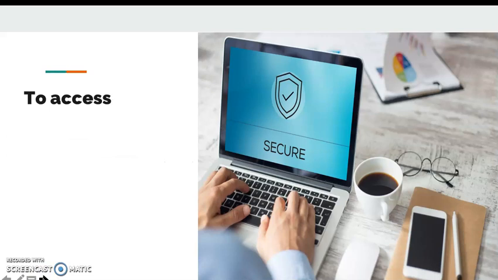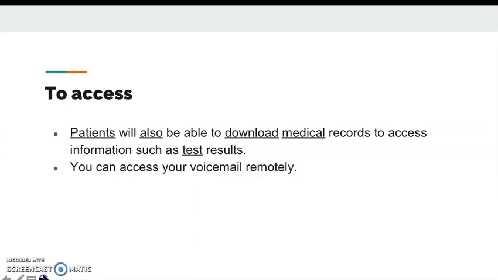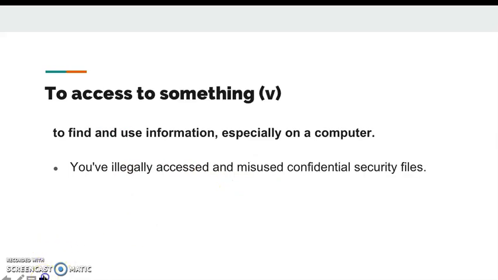The next word is to access, a verb again. For example, patients will also be able to download medical records to access information, such as test results. So I'm a patient. I download these medical records. This way, I can easily access my test results. Or you can access your voicemail remotely. So by using this voicemail technology, I can listen to my voicemail remotely. I can reach my voicemail. I can access my voicemail.